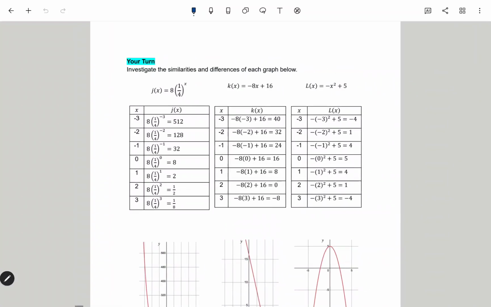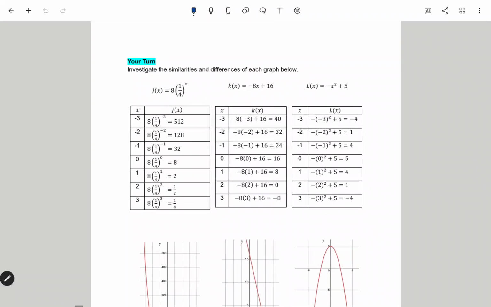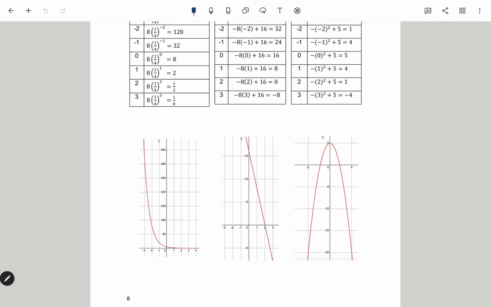Alright, so for the your turn, you're going to do that exact same thing. You're going to look at the y values in each of the tables, kind of tell yourself, how could you recognize this? What tells you it's an exponential table? What tells you it's a linear table? What tells you it's a quadratic table? And what similarities can you use to recognize the graph? So you can pause the video here. You can do that for yourself, and then come back and see how you did.